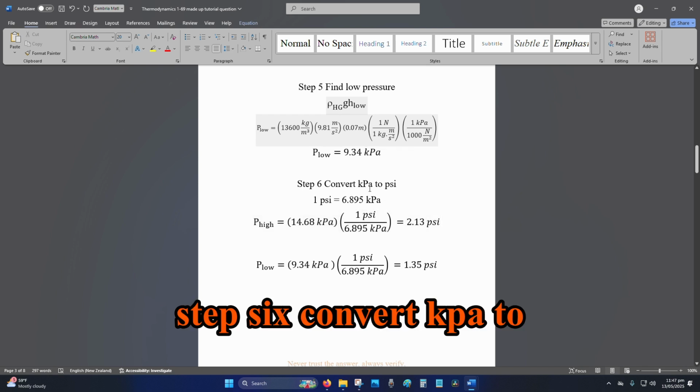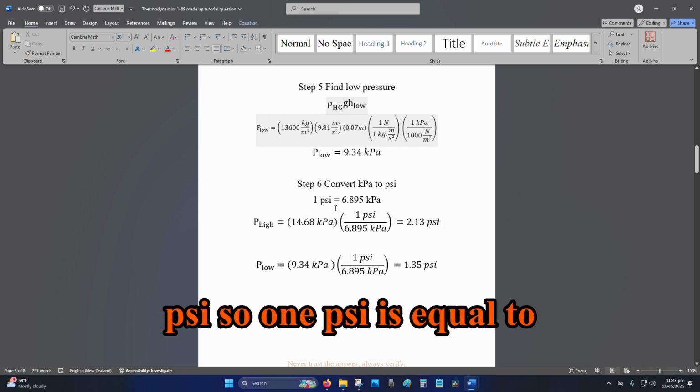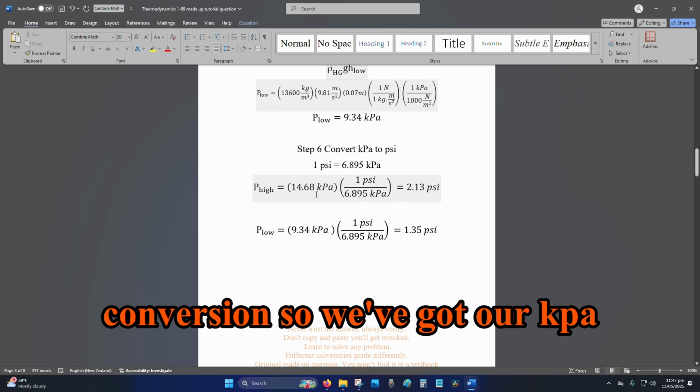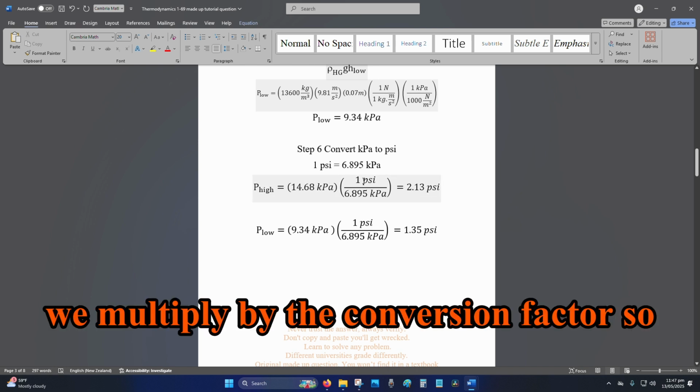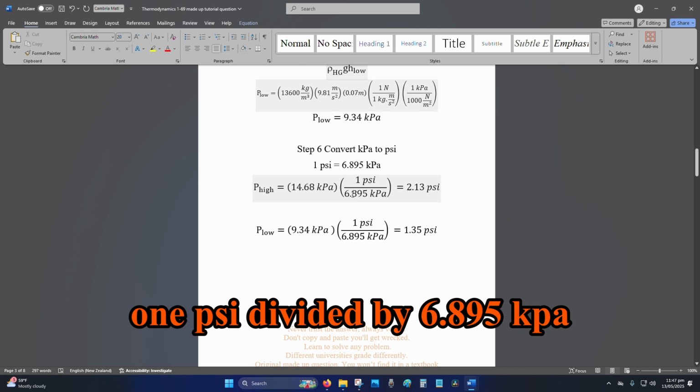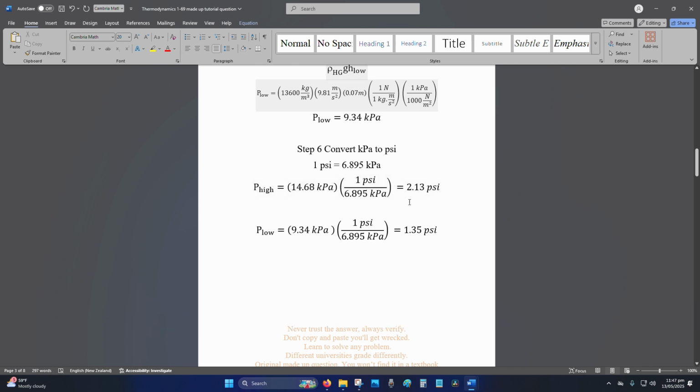Step 6, convert kPa to psi. So 1 psi is equal to 6.895 kPa. So here's the conversion. So we've got our kPa. We multiply by the conversion factor, so 1 psi divided by 6.895 kPa. We'll get 2.13 psi for the high pressure.